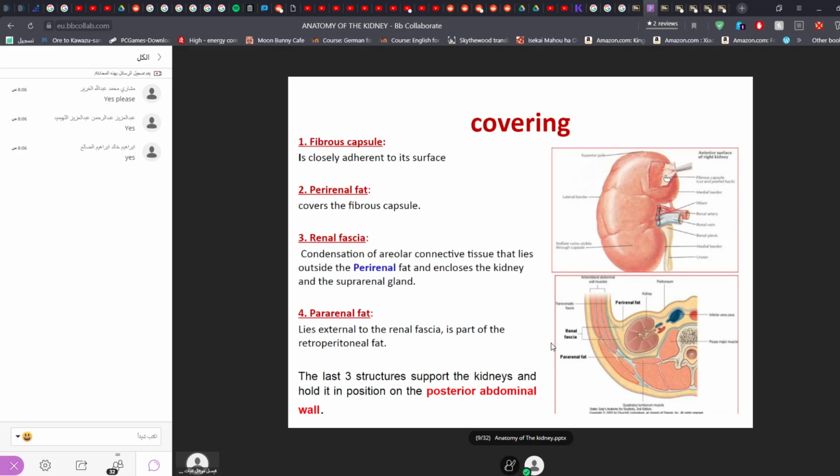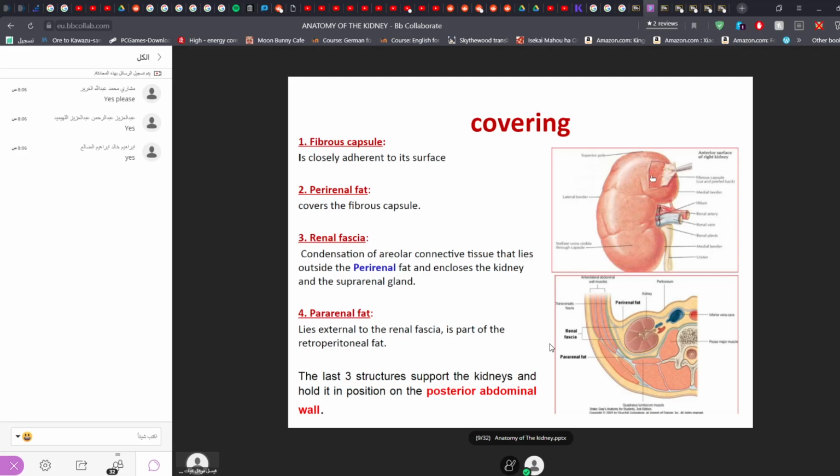Okay, so this is the fibrous capsule. It is a thin membrane which closely invests or covers the kidney and lines the renal sinus as well. Normally, it can easily be peeled off. Then, the second is the perirenal fat, which covers the fibrous capsule. The first layer after the capsule will be the fat, which is called perirenal or perinephric fat.